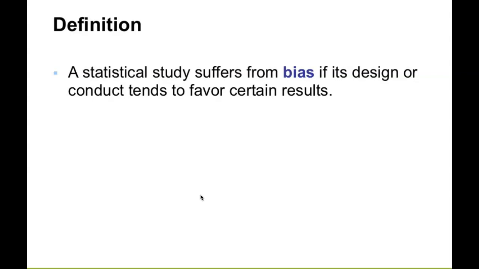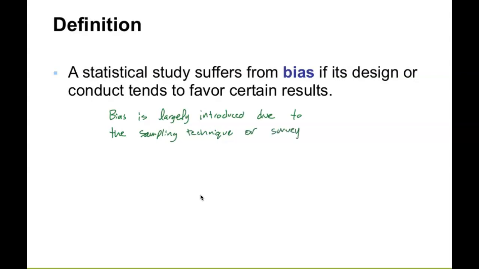So bias is largely introduced due to the sampling technique, which we already talked about, or survey style. There's a million different types of bias. So we already talked about sampling technique. If you use a convenience sample, it's very easy to introduce bias.